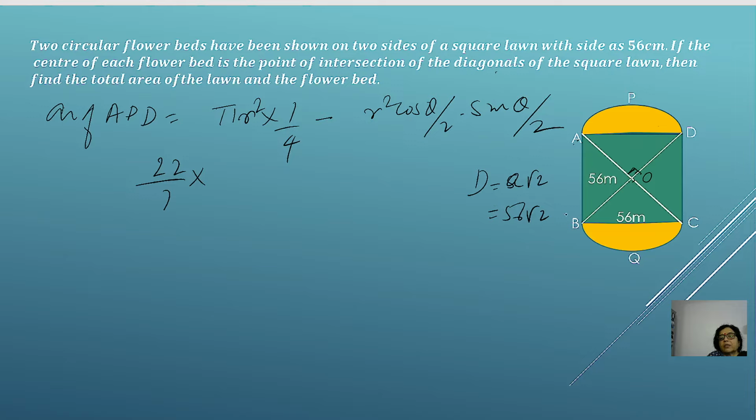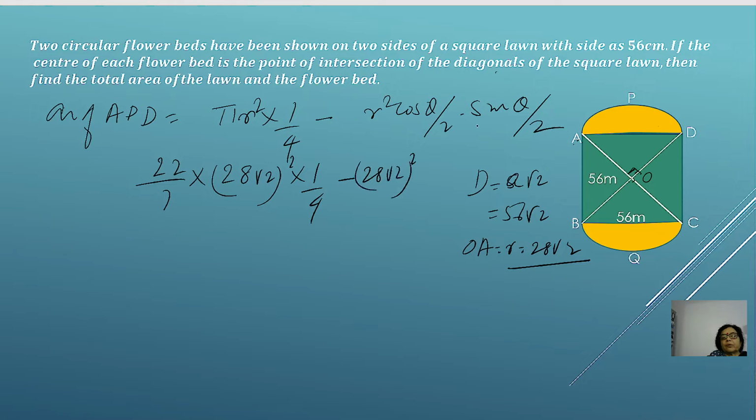So here 56 root 2 is the diameter, so the radius OA will be 28 root 2. So we get the radius as 28 root 2. So this becomes 28 root 2 whole square into 1 by 4 minus 28 root 2 whole square.